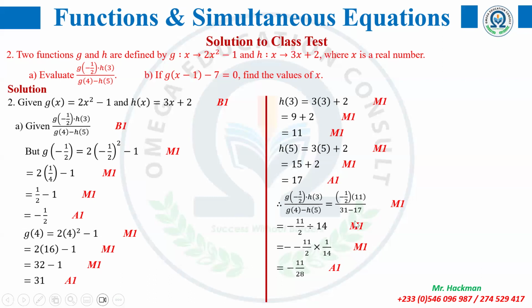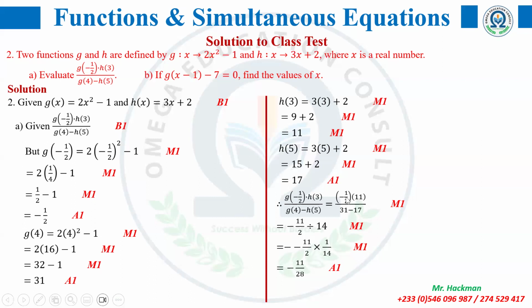So don't use your calculator for the whole of this. Deal with your numerator separately and the denominator separately. So that's going to give me minus half times 11, and that will give me minus 11 over 2. The whole of that will be over, but I know that this will give me just a value if I simplify. So I can change the division bar to the division symbol. So it will be divided by 31 minus 17, which will give me 14. Now I change this to multiplication, then I will get 1 over 14.